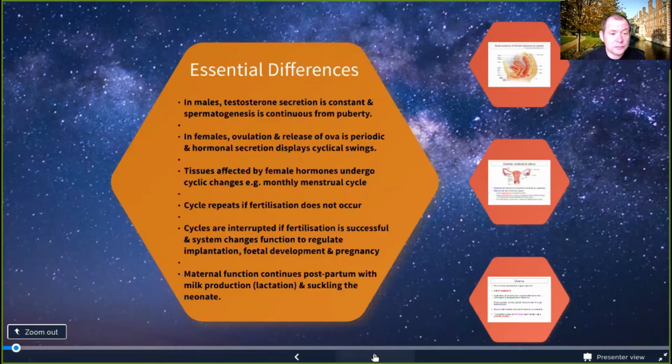In females, ovulation and release of the ova is periodic and hormonal secretion displays cyclical swings once a month. The tissues affected by female hormones undergo cyclic changes, e.g. the monthly menstrual cycle. The cycle repeats if fertilization does not occur. The cycles become interrupted if fertilization is successful and the system changes function to regulate implantation, fetal development, and pregnancy. Maternal function continues postpartum with milk production, lactation, and suckling of the neonate, the child.